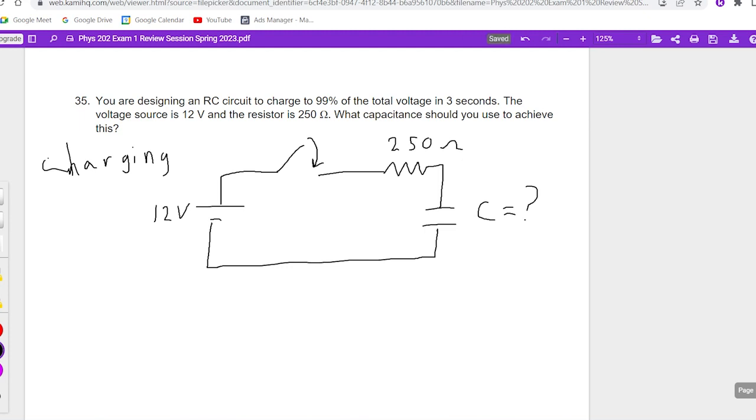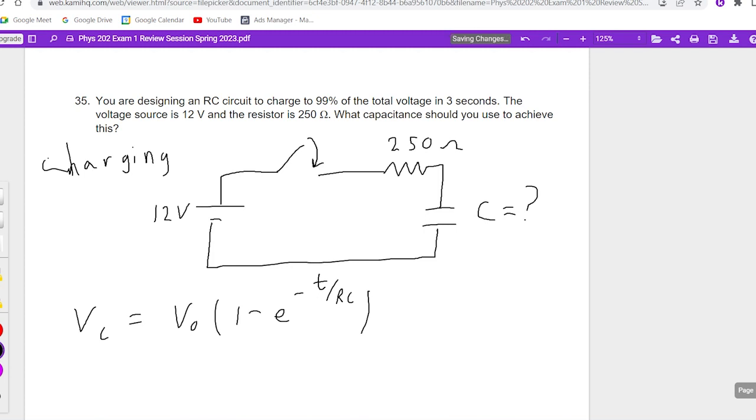Okay, so all I need to do here is consider the charging equation. Vc equals V naught times (1 minus e to the negative t over tau). Since we know tau is just RC, I'm going to write RC right away because I know I'm going to need that eventually. Close parenthesis.